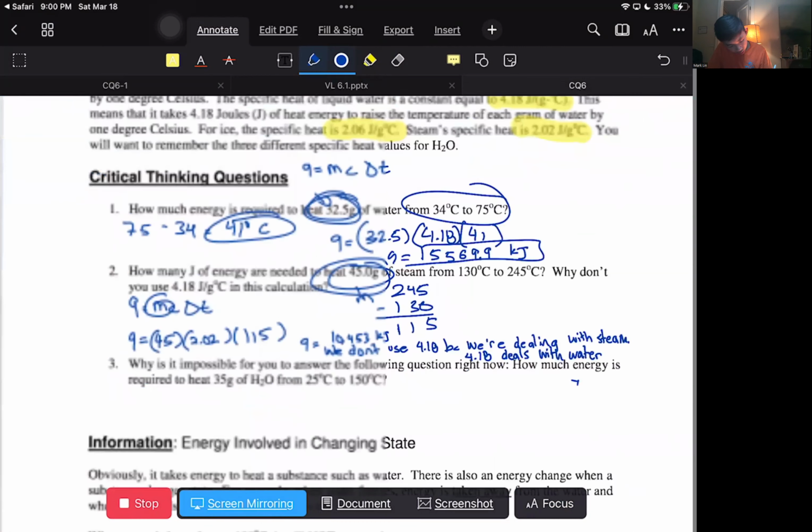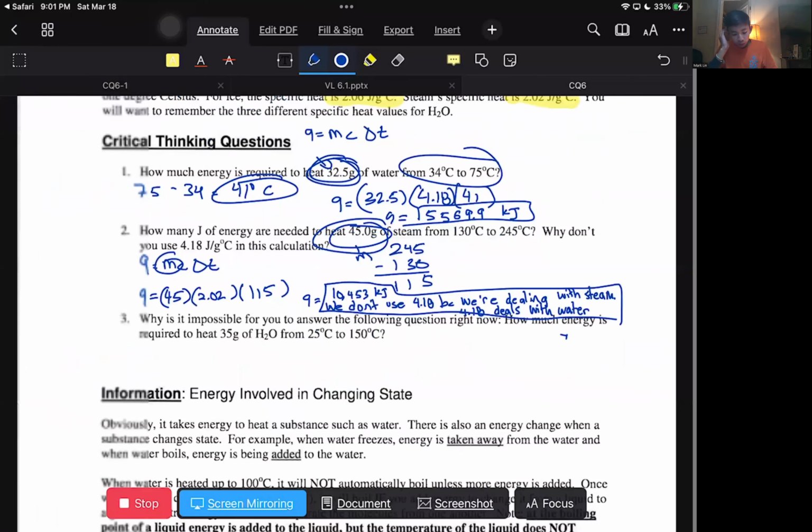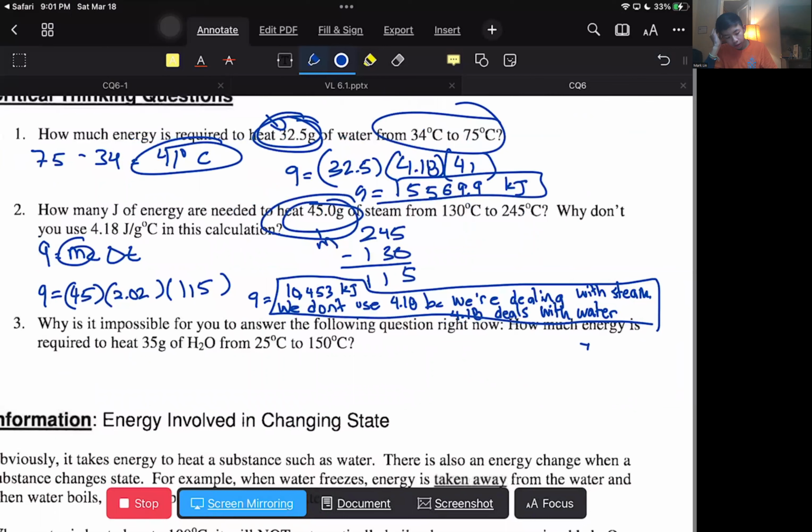Okay, here we go. Next question then. Why is it impossible for you to answer the following question right now? How much energy is required to heat 35 grams of H2O from 25 degrees Celsius to 150?